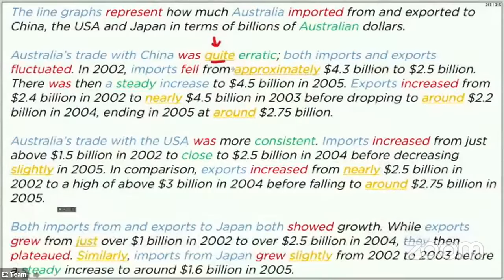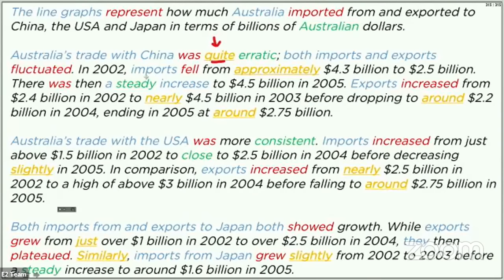We can say the difference between the imports fluctuated slightly, or the imports fluctuated erratically. Usually these adverbs have the ly ending. They're important here for accuracy. They allow us to be very precise about our descriptions. Okay, let's look at a few more. So we've got quite erratic.